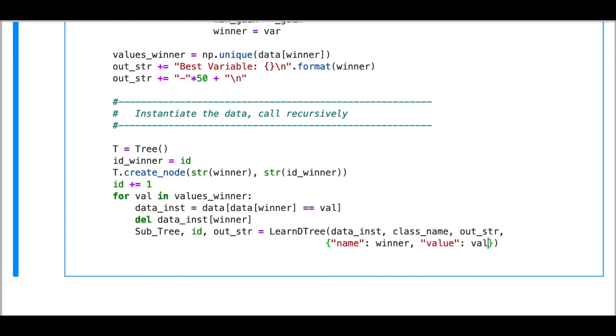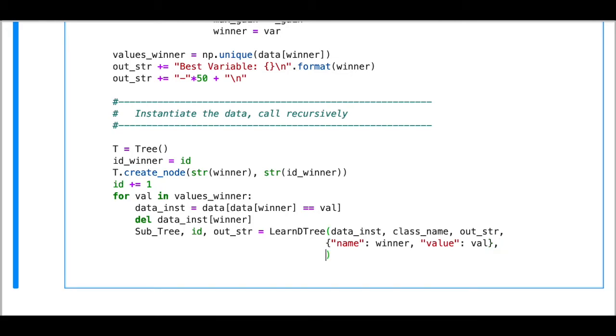It's the value we are currently in this loop. And finally, the ID, which is the incremented version of the previous ID, right? Recall that here we use the ID that this function receives in the argument for the winner. We increment it by 1 and we pass it to the creation of the subtree.